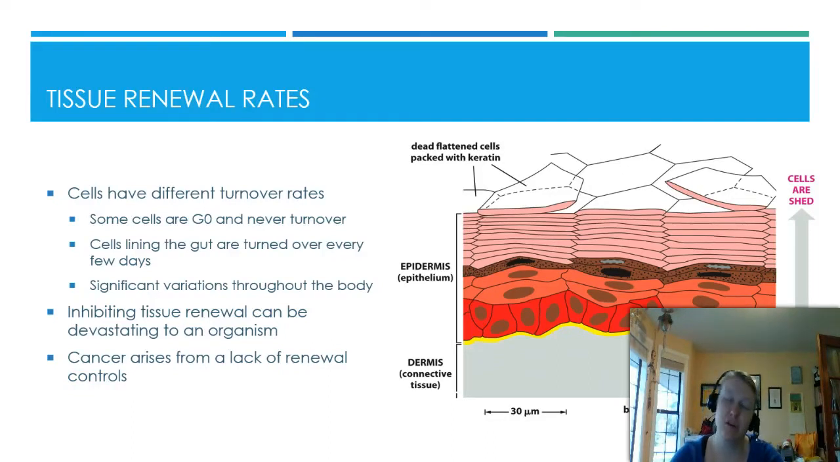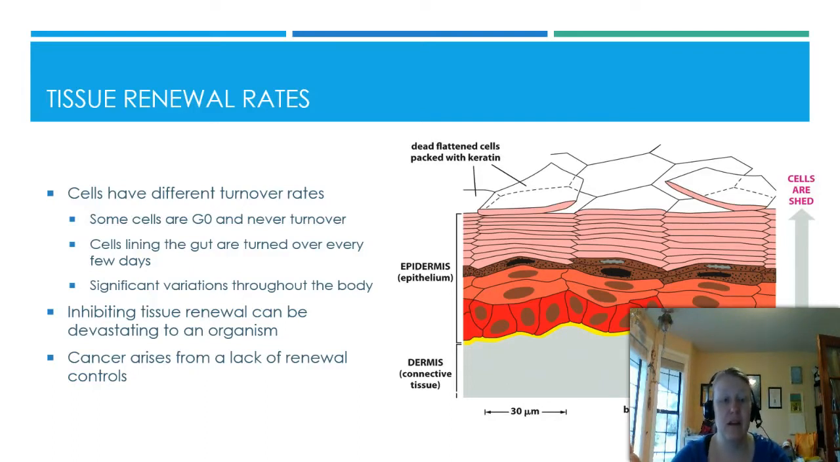And some tissues don't renew at the same rates as others. As we know, some cells are in G0. Some tissues have to renew a lot faster, especially those in the gut. Those have to be renewed about every 10 days or so. And there's significant variation across the entire body. Some tissues renew really quickly, some renew really slowly.